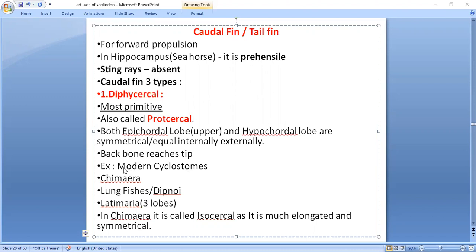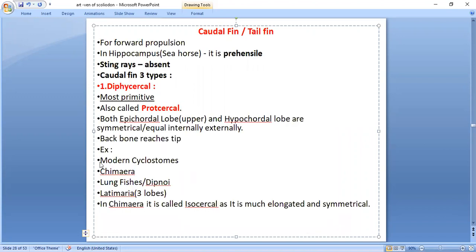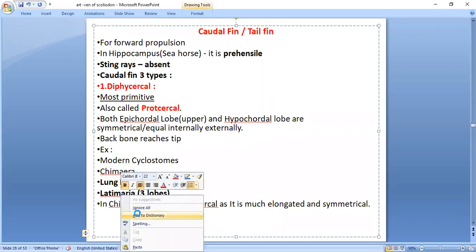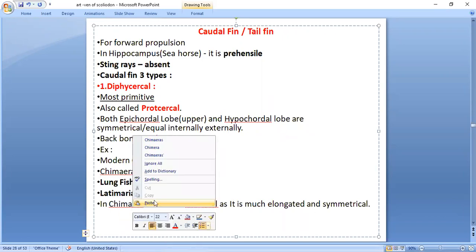So examples are very, very important. Here: modern cyclostomes, chimera, lungfishes. Mostly we should remember these. Dipnoi fishes and Latimeria are generally asked in examinations. As examples for diphycercal, the options generally given are dipnoi fishes and Latimeria chalumnae. Latimeria chalumnae are crossopterygian or coelacanth fish.